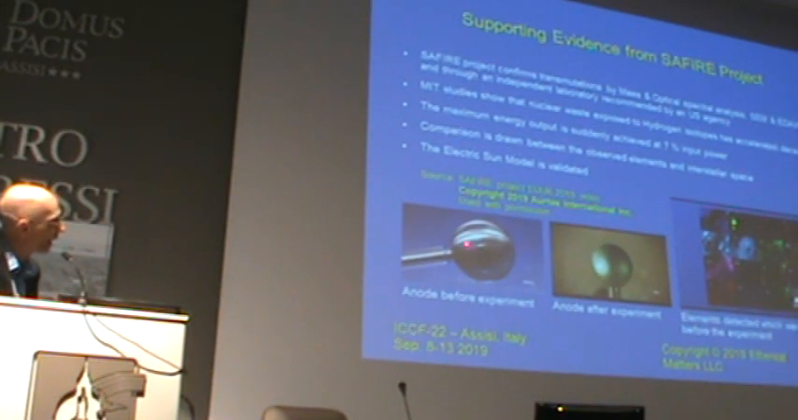Quickly, this is their anode, which they use in their plasma chamber, before, in this case. Here it is after the experiment. And this is what they presented in that video, the elements that come off. And they were detected and validated by a US national laboratory. I do not know which one.